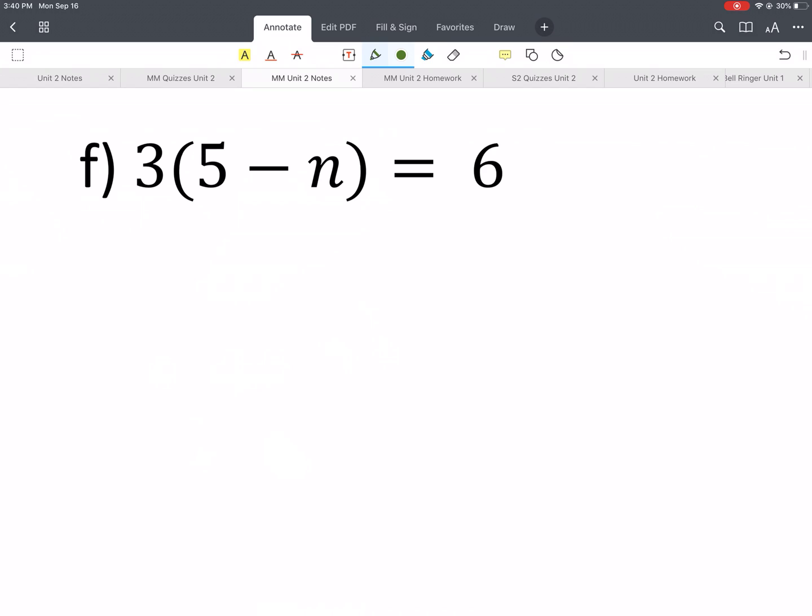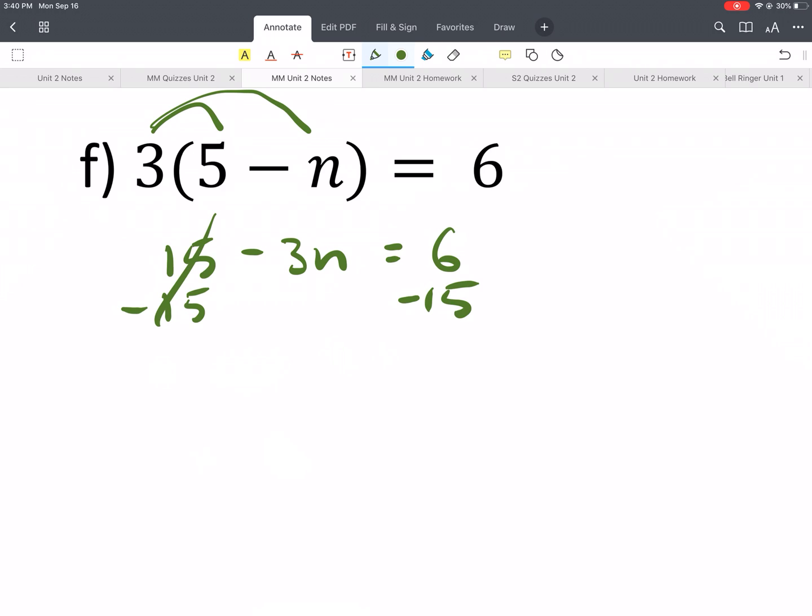There's different ways you could do this. Most students that I've talked to choose to distribute first to give you 15 minus 3n equals 6. Okay, and then we'd subtract 15 from both sides. That would give us negative 3n equals negative 9. And then we would just divide both sides by negative 3. Okay, so n equals 3.